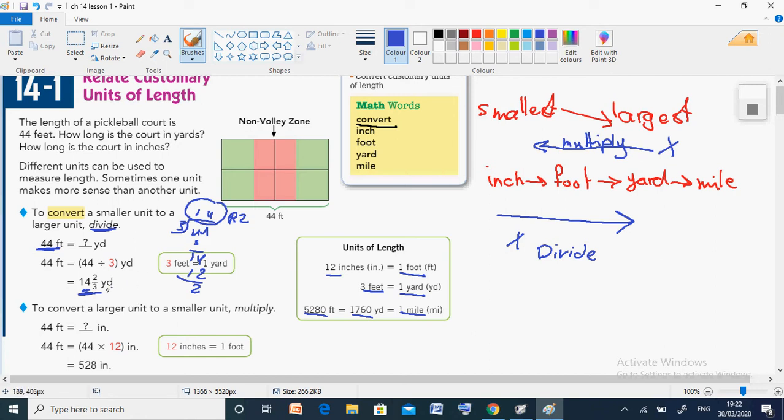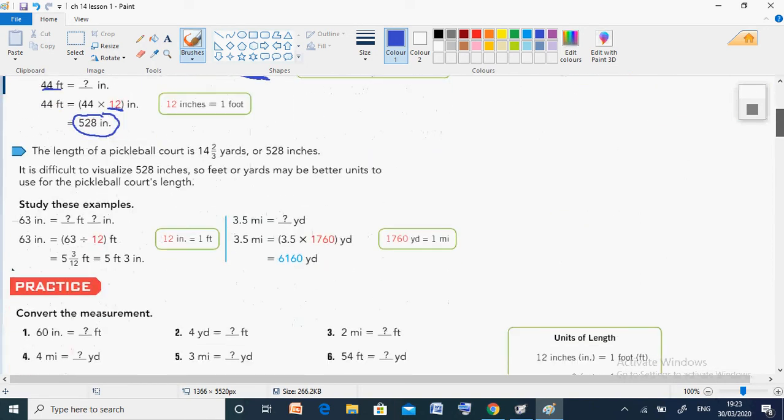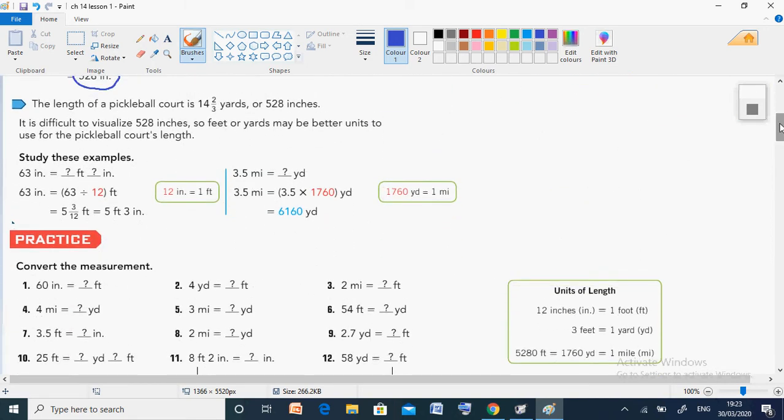Okay? Now, to convert a larger unit to a smaller unit, again we have to what? To multiply. Look here. 44 feet, I want to convert them to inches. Each 1 foot has 12 inches, or 1 foot equals 12 inches, so I have to multiply by 12. So 44 times 12, the answer is what? 528 inches. Let's go to our practice and solve some problems, or before that, let me explain these examples again.